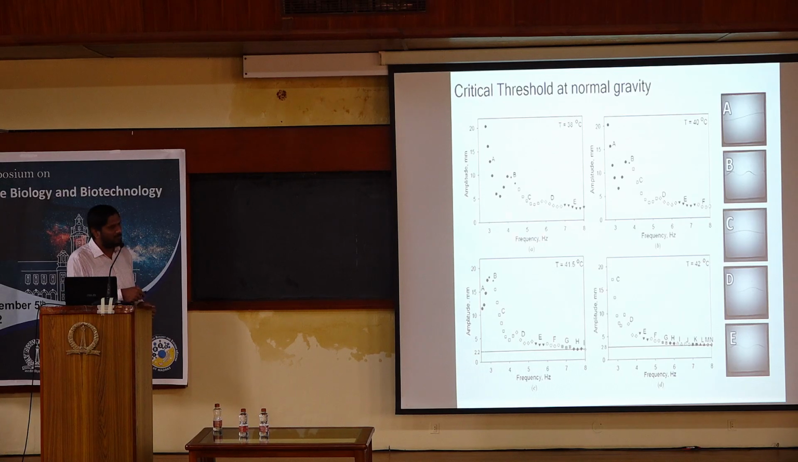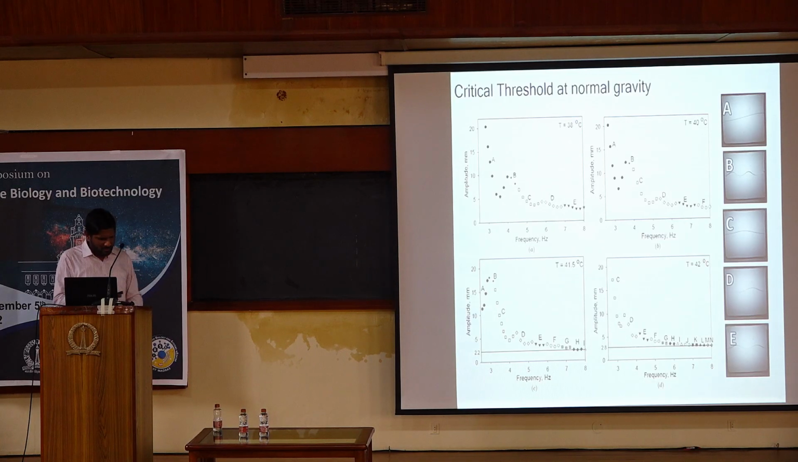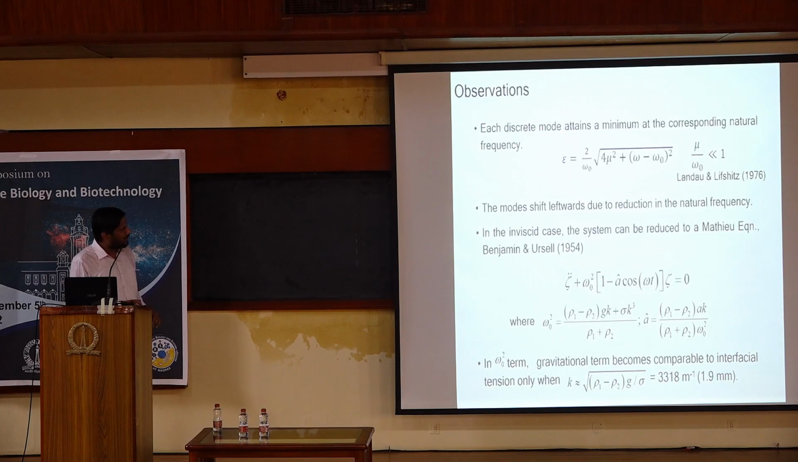That means for different frequencies, I try to see at what amplitude there is an onset of undulations. What we see is a banded behavior. That means for certain ranges of frequency you see certain modes, and when you increase the temperature, you see that the modes are shifting leftwards. This is essentially because in this system the natural frequency is dependent on (ρ1 − ρ2) g κ. On Earth, this part is sort of negligible.